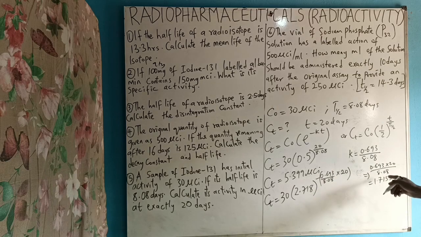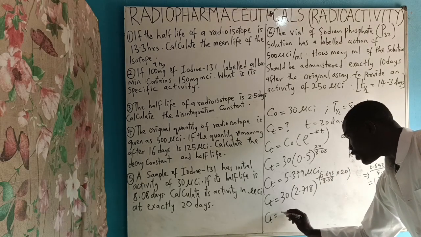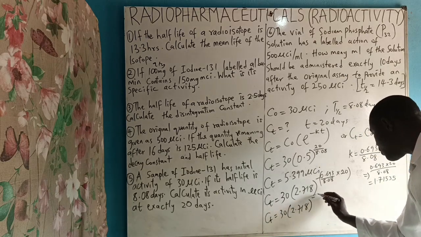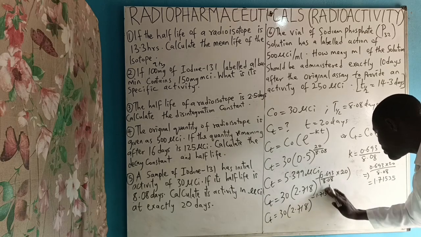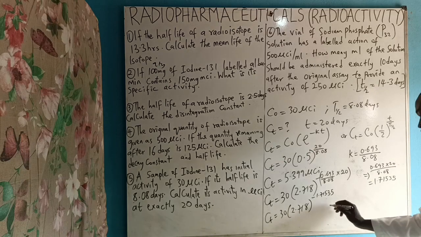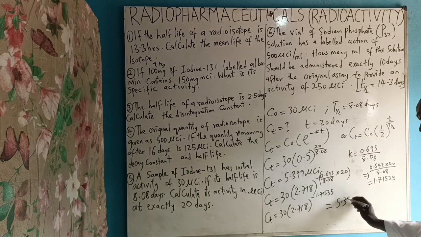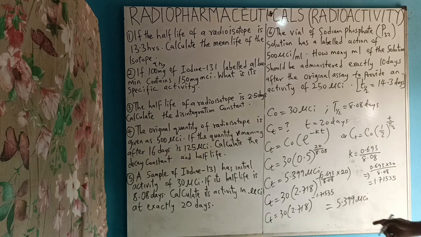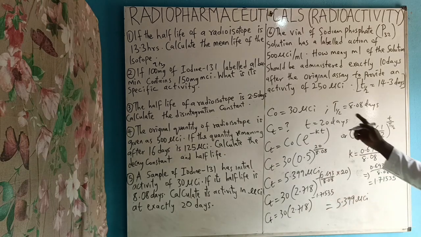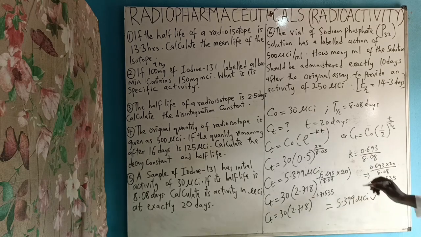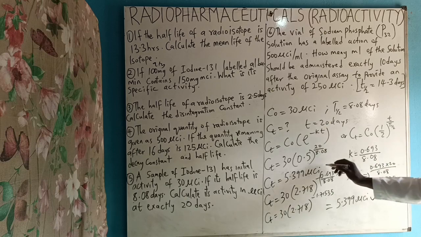Are you getting it? Once you compute it, your CT will be equal to 30 bracket 2.718 raised to the power minus 1.71535. And when you finish computing this, that will be giving you 5.399 microcurie. Okay? And so what you do is you try to use your calculator to confirm these answers. This is the first method, and this is the second method.